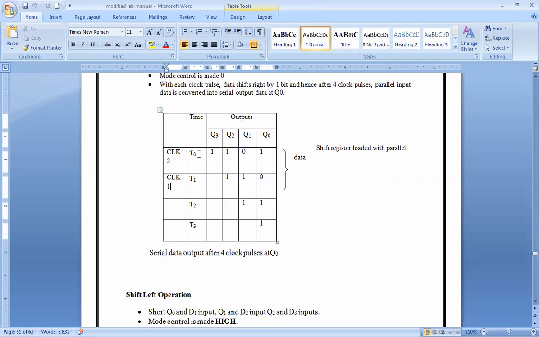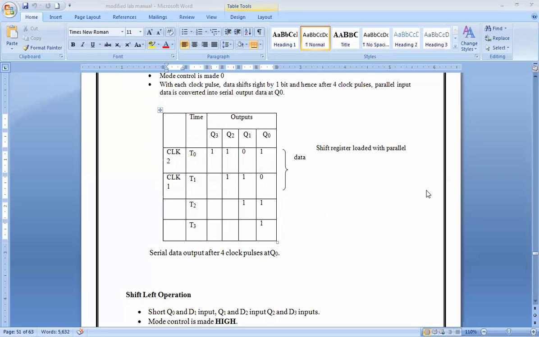So at this point of time at T naught, what is happening? At T naught, what is my output at Q naught? Can you tell me which bit I'm going to get at T naught? 1. Correct. So I'm going to get this. Then at T1, I'm going to get 0. Then it will be shifted and I'll be getting 1. Then again it will be shifted. Then this last one will come. So which means I am having parallel input, serial output.